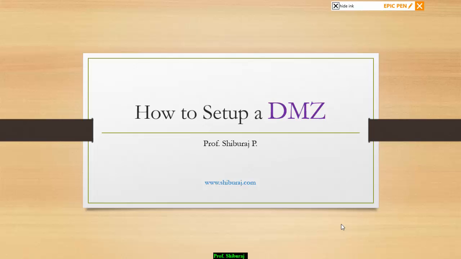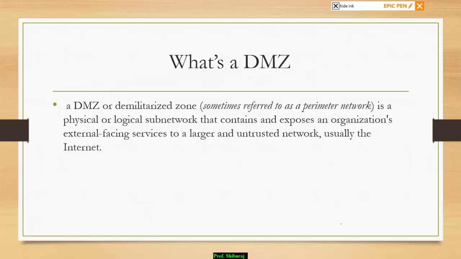Now the first question that comes up in your mind will be, what is a DMZ? A DMZ, or a demilitarized zone, is a physical or a logical network that contains and exposes an organization's external facing services to a larger and untrusted network, usually the internet. Now what this basically means is, if you have a private network and you want to expose one or more of your computers to the internet for some reason, then a DMZ is the way to go.